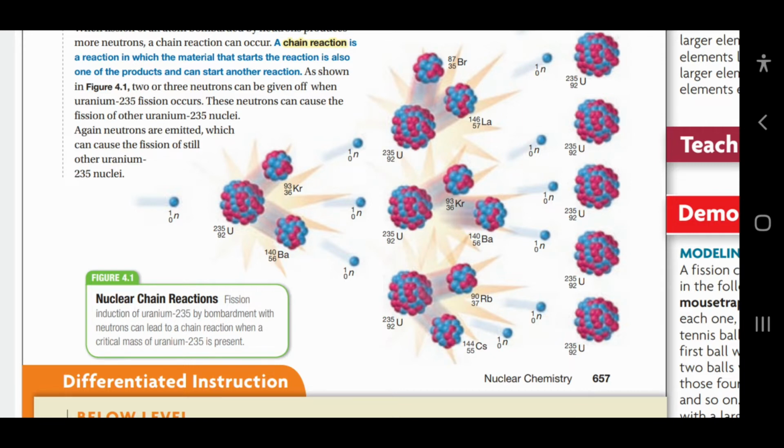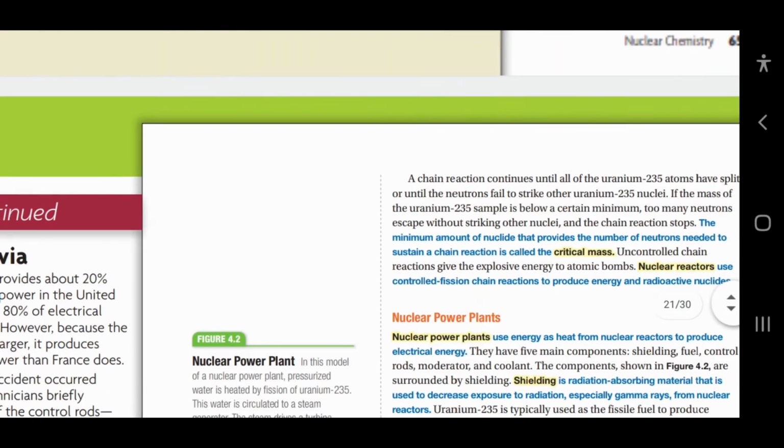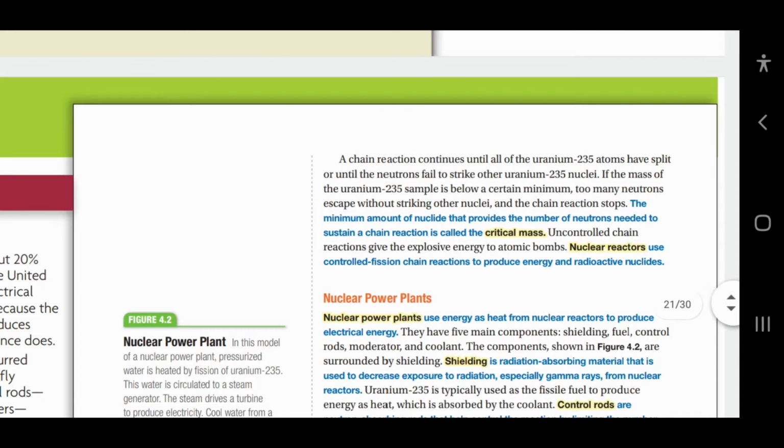Now, this chain reaction will continue until, as we said before, the whole quantity of uranium-235 is finished, or when the quantity of uranium-235 is less than needed, so a lot of neutrons will escape without hitting uranium. We call this amount the critical mass. So the critical mass is the minimum amount of a nuclide that provides the number of neutrons needed to sustain a chain reaction.